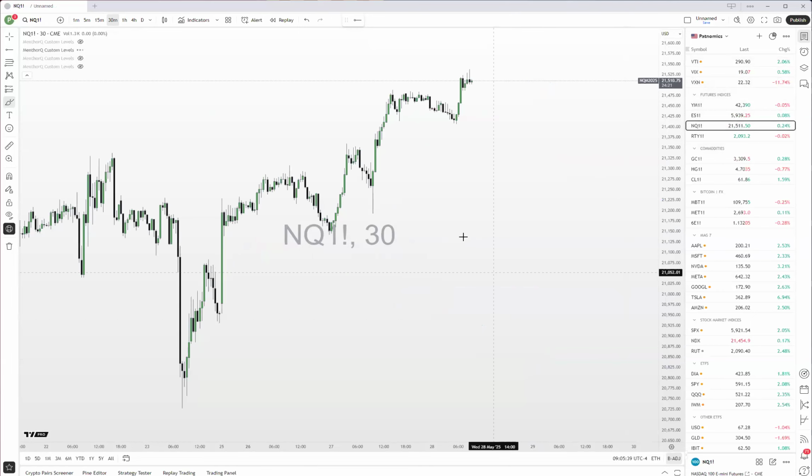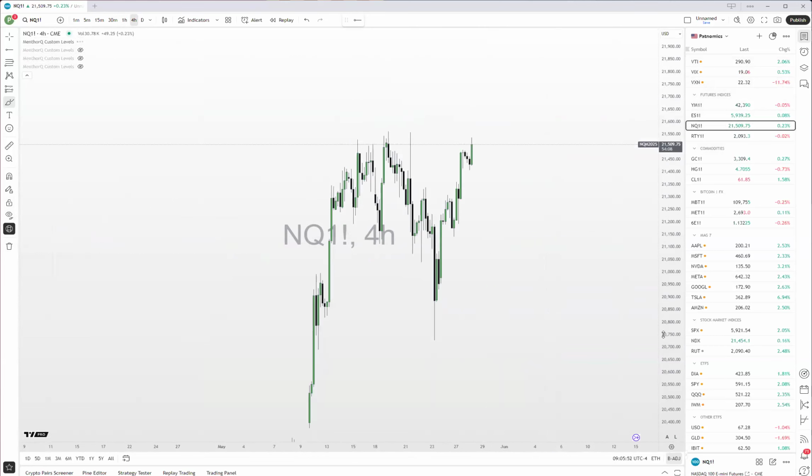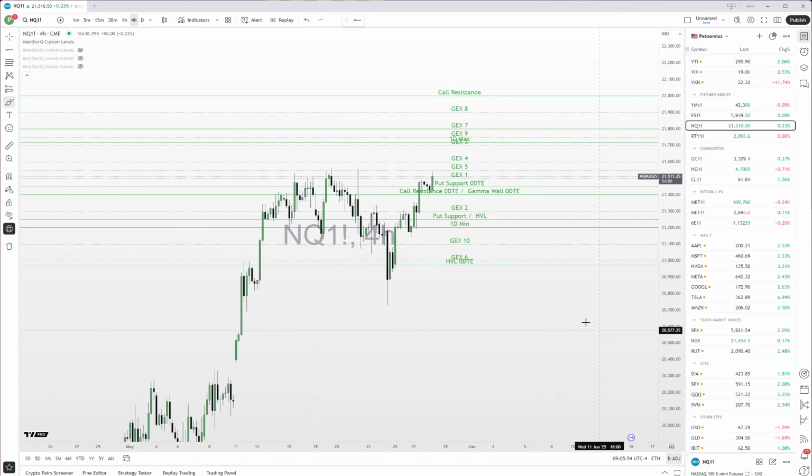Let's look into NQ first. Bring on the end of the day levels. Take out my drawings. Here we go. Going to the bigger one because I like to zoom out.